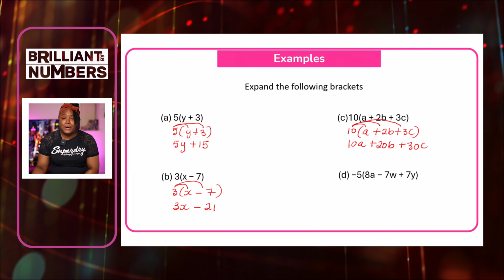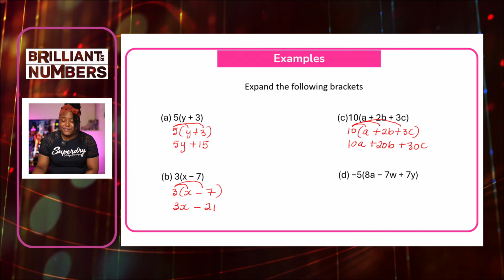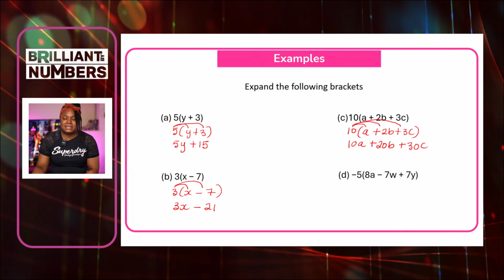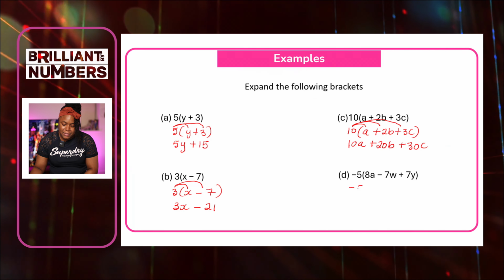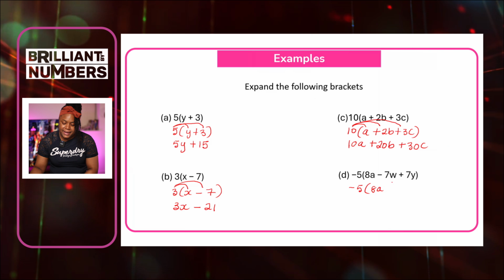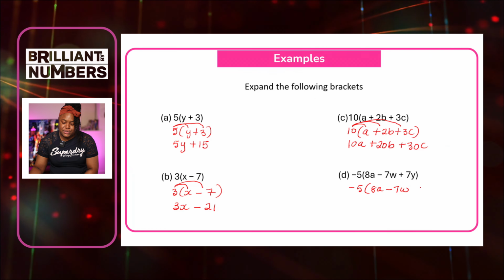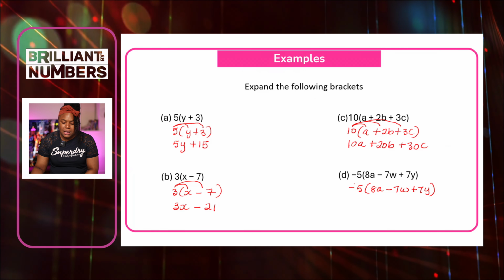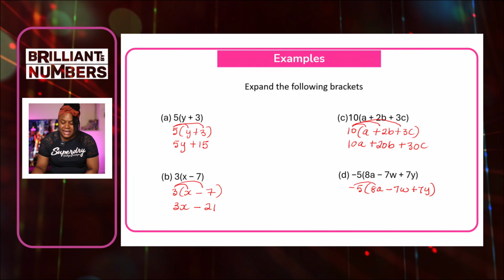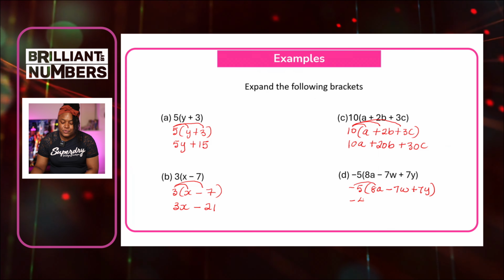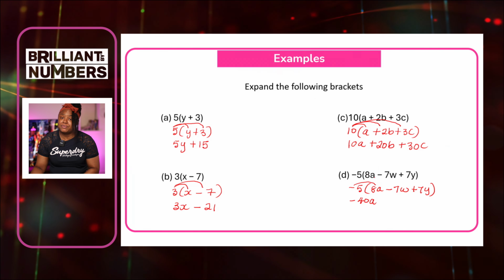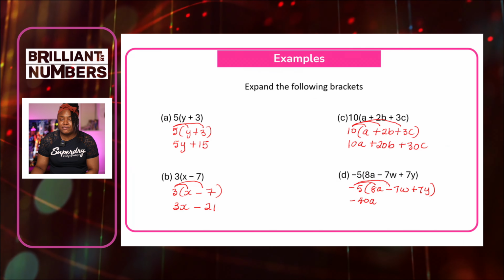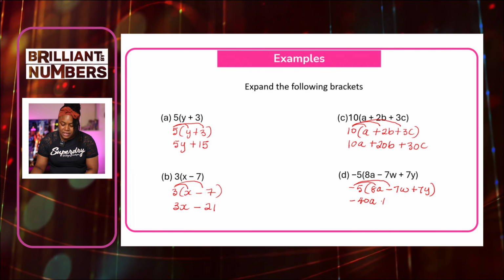Part D gives us a negative 5 on the outside of the bracket. Then I've got 8a minus 7w plus 7y. So again, I've got minus 5 times (8a - 7w + 7y). So again, distributing, minus 5 times 8a gives me minus 40a. Remember, pay attention to your signs.